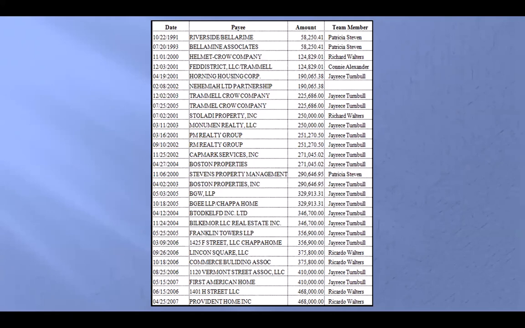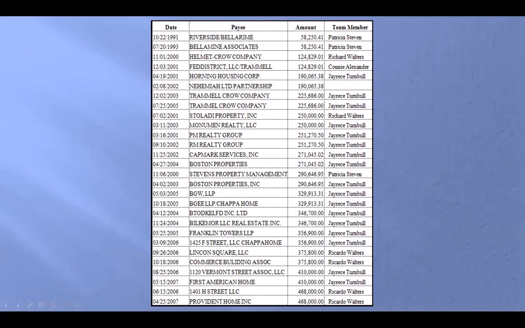Anything jump out at you on that page? The team member. Yes, yes. And this is the niece. But the other thing that should jump out... It's all real estate, which I thought was fascinating. It is all real estate refunds, which is a huge amount for a refund.